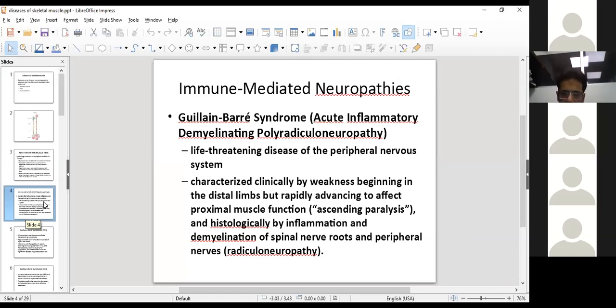And histologically, what we'll see is inflammation and demyelination of the spinal nerve roots and peripheral nerves. There's no inflammation in the muscle itself, but because of the unit, as I showed you at the beginning, there's inflammation of the motor neuron, the axon is being attacked, so you see weakness in the muscle.